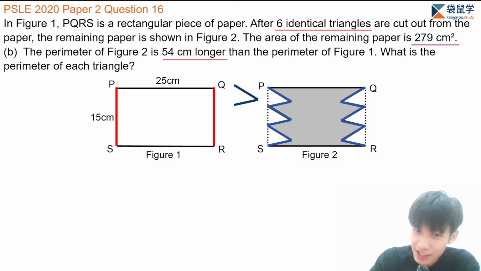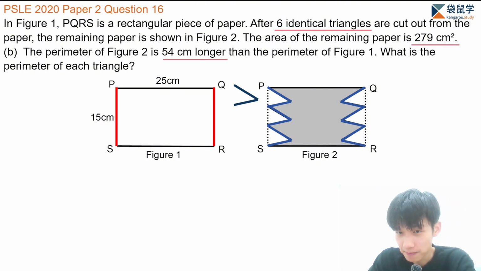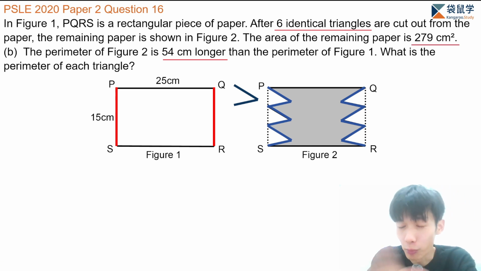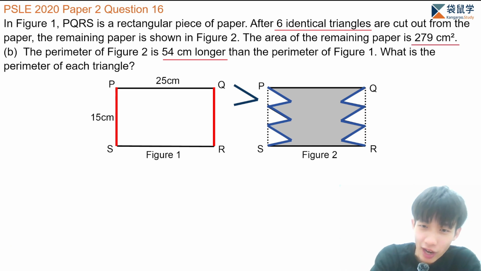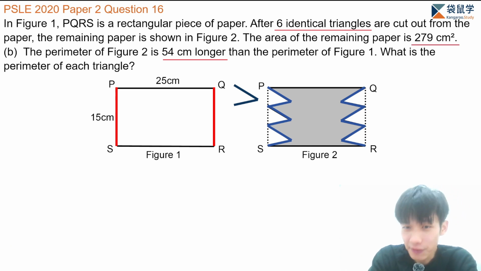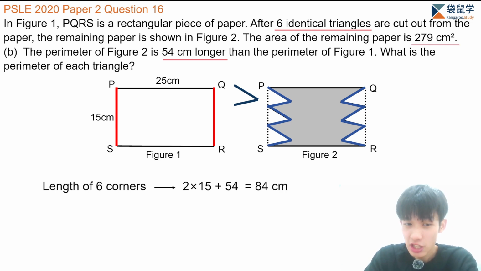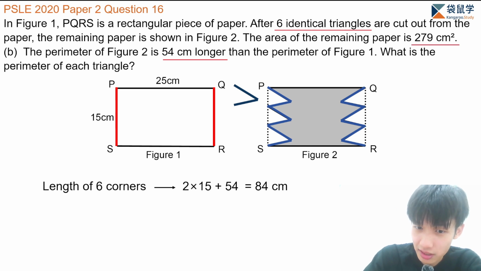So let's name them corners. How many corners do we have? 6 corners, which refers to 6 triangles. Which one is more? Yes, the blue one. And how many more? Exactly 54 more. So on top of the red lines, we add another 54, and we get the 6 corners. So the length of 6 corners is 2 times 15 plus another 54, which gives us 84 centimeters.